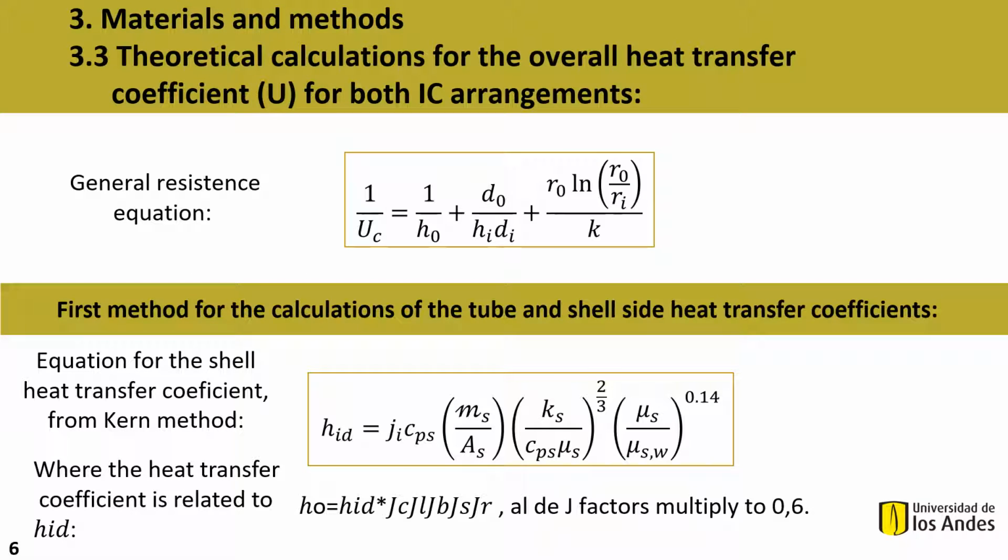For the theoretical calculations of the overall heat transfer coefficient, the general resistance equation was used in order to solve it to find the shell and tube side transfer coefficients. Two methods were used. On one hand, the Kakak method for the shell side coefficient with the Bell-Delaware correlation, and for the tube side transfer coefficient, the Petukhov-Kirillov-Nutzel correlation.